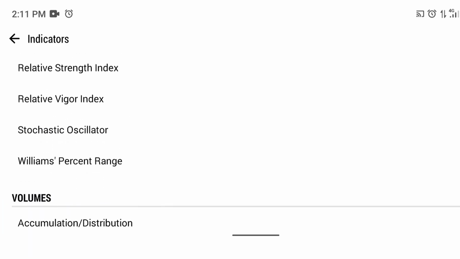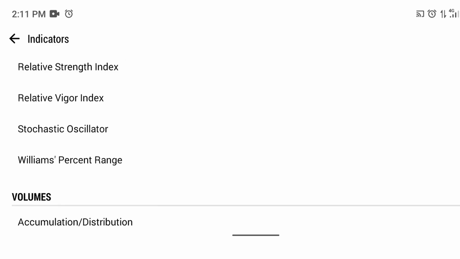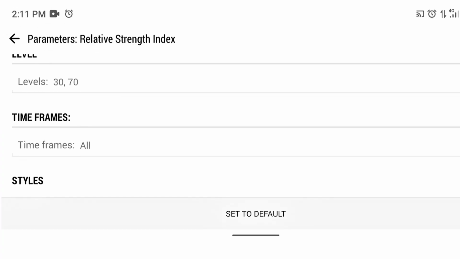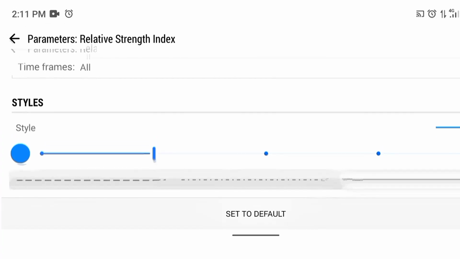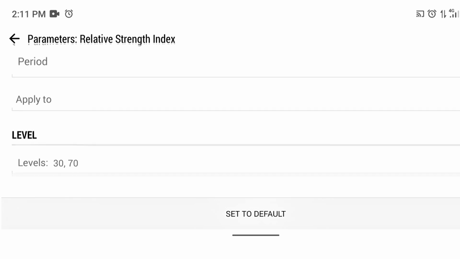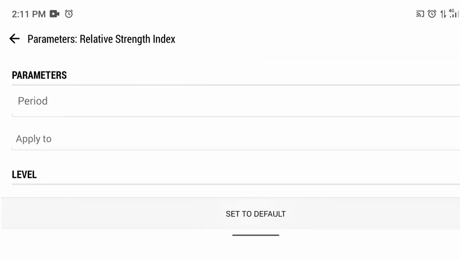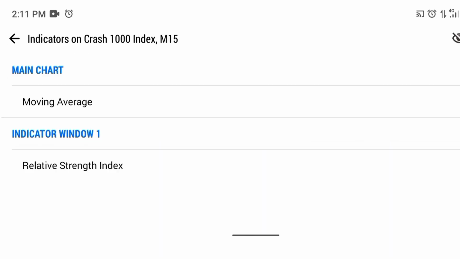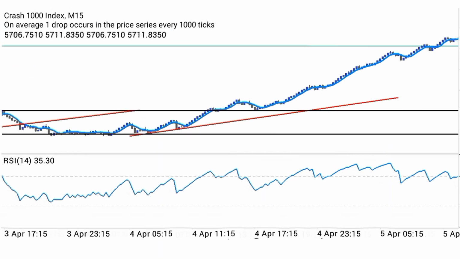RSI is a very powerful indicator and a lot of traders like to use it. Relative Strength Index, look at it here. So click on it. I don't want to do some edits to it because we are not learning the strategy today, but let me just add it on the chart so you can see exactly what I'm saying.